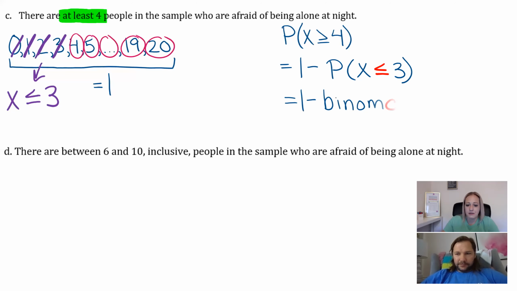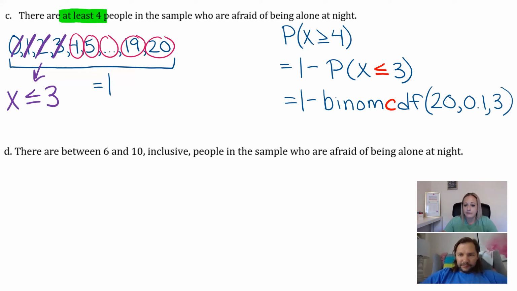Then in your calculator, you can just do 1 minus, then go to binomial CDF, and enter 20, 0.1, 3, and you'll get approximately 0.133. Any questions on that one?